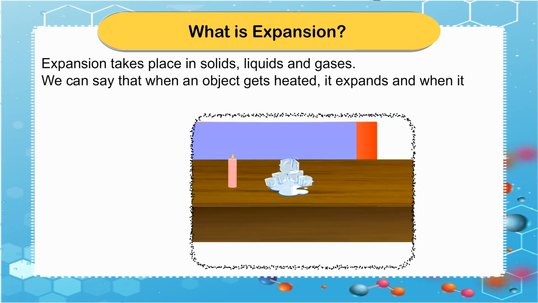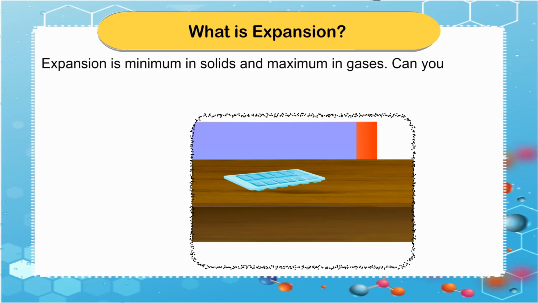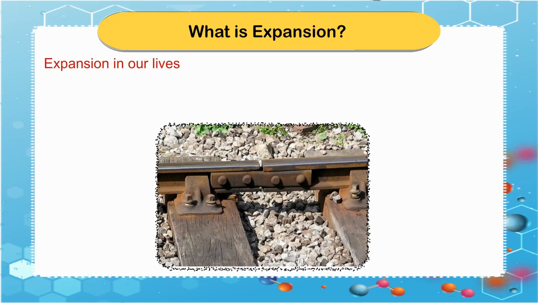We can say that when an object gets heated, it expands, and when it cools, it contracts. Expansion is minimum in solids and maximum in gases. Can you discuss why this is so?